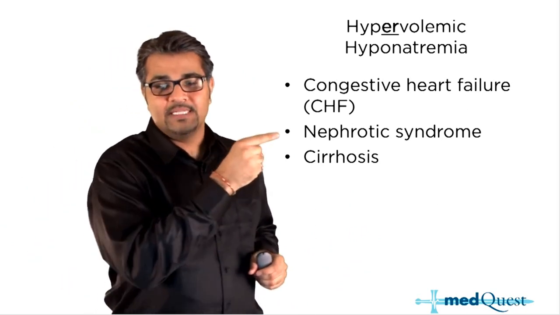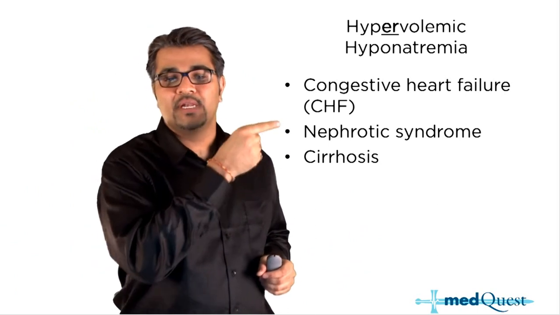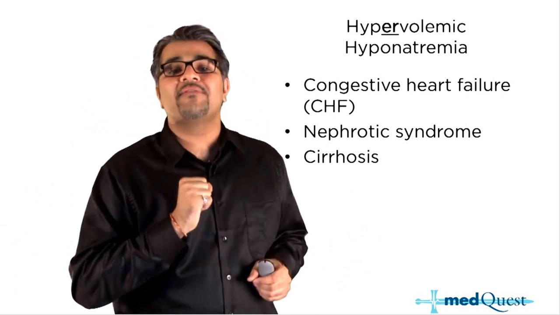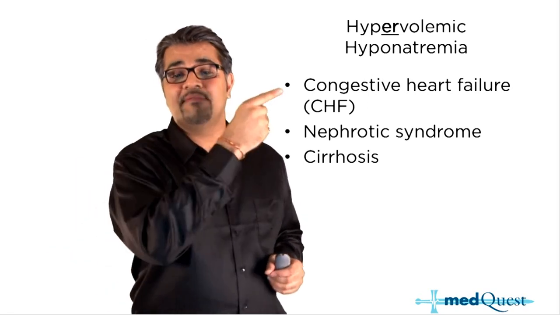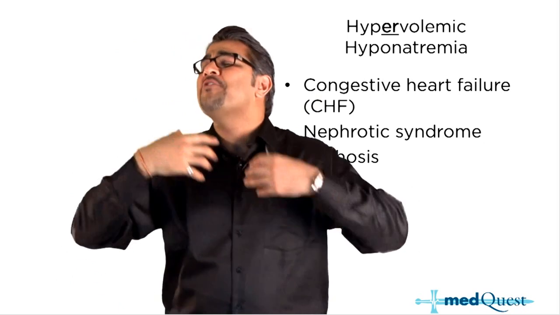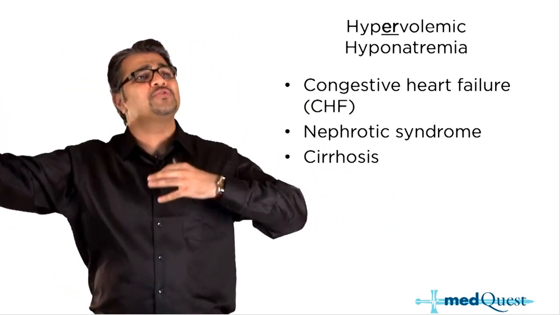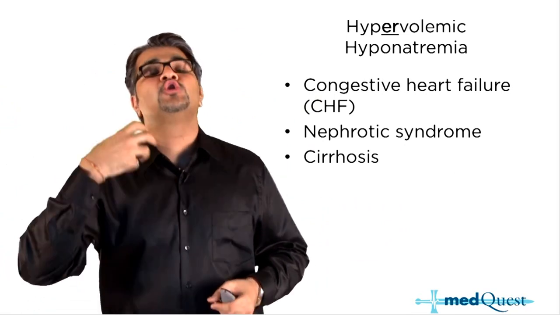volume overloaded. In cirrhosis, they're not producing enough albumin, oncotic pressure is low, they're volume overloaded. In nephrotic syndrome, they have greater than 3.5 grams of loss of protein per day, therefore their albumin starts to drop and they have edema, they're volume overloaded. And again, with congestive heart failure, you have the exact same issue. They are volume overloaded and hydrostatic pressure is off and oncotic pressure is off and they have edema. They're hypervolemic. There's too much fluid.